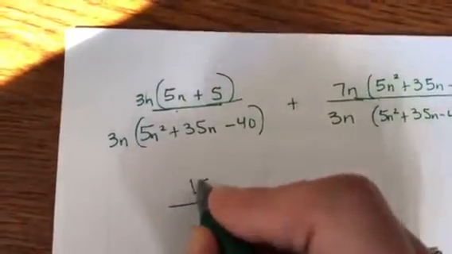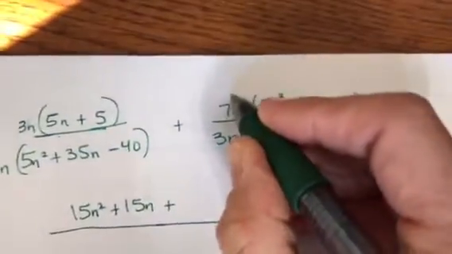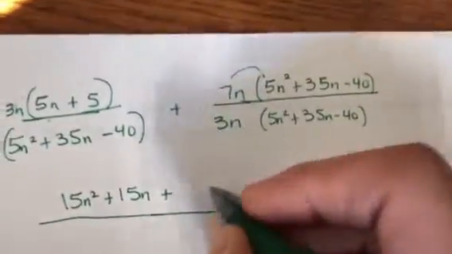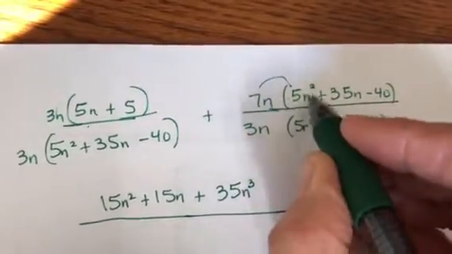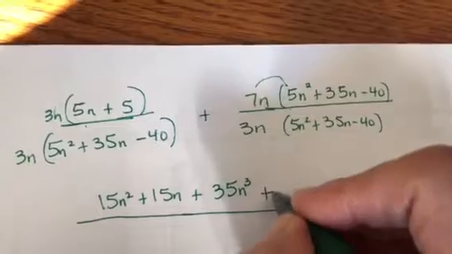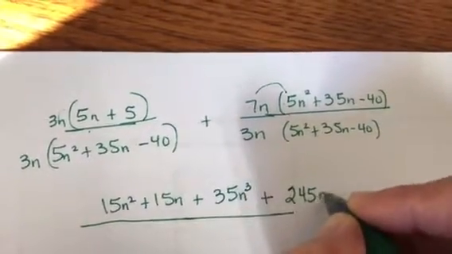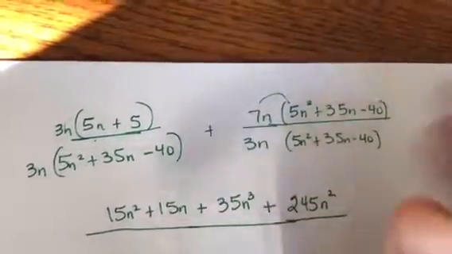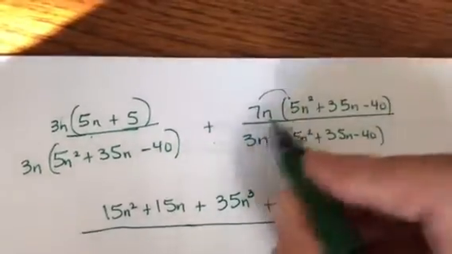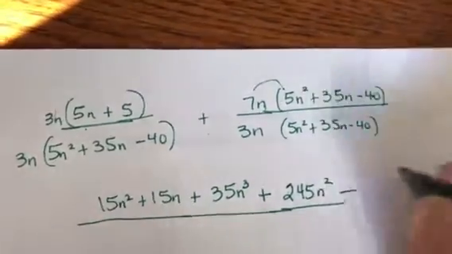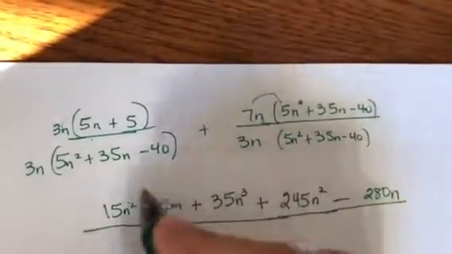That's going to give me 15n squared plus 15n. Then I'm going to multiply this together. 7 times 5 is what? 35. To the third. Don't mess up there, but n times n squared is n to the third. 35 times 7, 245, n to the second. And then 7 times negative 40 is what? 280 n. So I've got all of that, and all that's over this garbage.